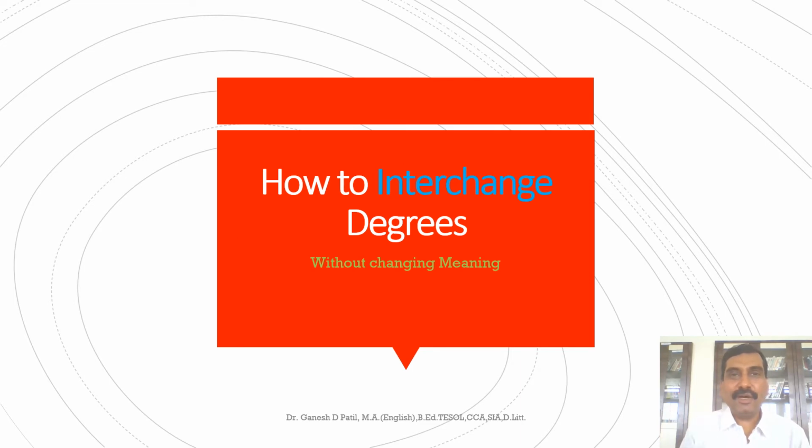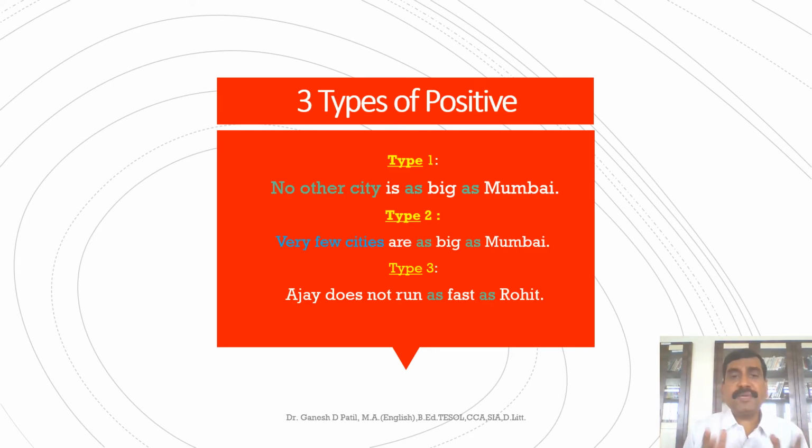Now let us study how to interchange degrees without changing the meaning of the sentence. We can change a sentence in positive degree into a sentence in comparative degree, or in superlative degree, without changing the meaning of that sentence. So let us see the rules governing this transformation. A sentence may come in three ways in positive degree. Number one, positive degree sentence beginning with no other. Number two, positive sentence beginning with very few. And number three, positive sentence in which only two things are compared.